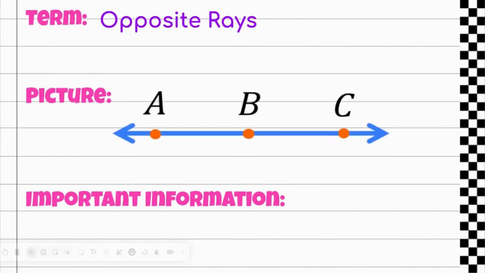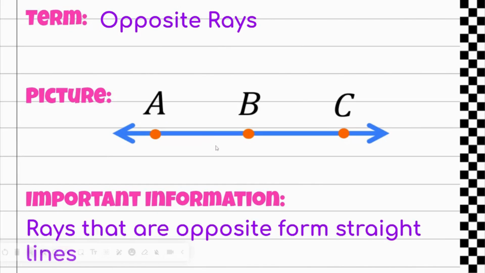Opposite rays are going to meet like this, and they're going to go in two completely different directions. So for example, C is going east and A is going west. These are opposite rays. They are never going to see each other again. A and C would never see each other. And this makes a straight line.